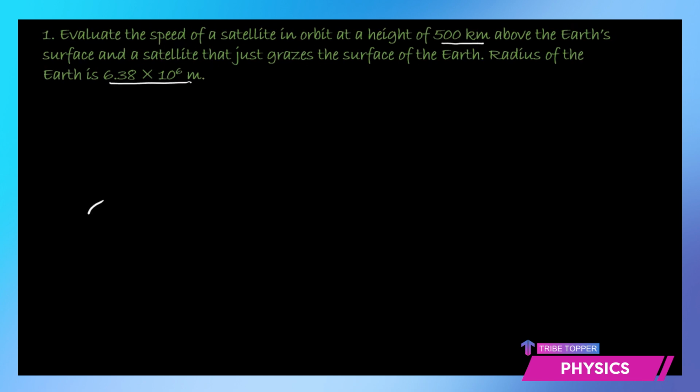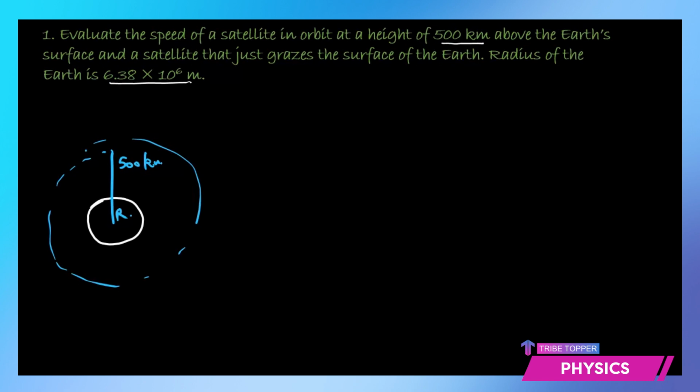So they are asking us to find the satellite speed where one satellite is at a height of 500 kilometers above the Earth's surface. So that 500 kilometers will be added to the radius of the Earth. And there is another satellite which just grazes the surface of Earth, meaning it is considered to be very close to the surface of Earth.